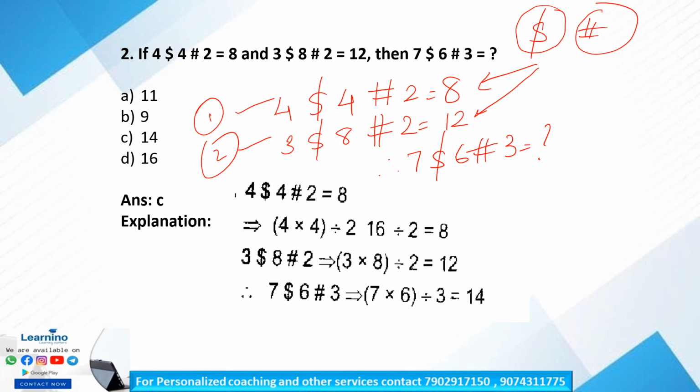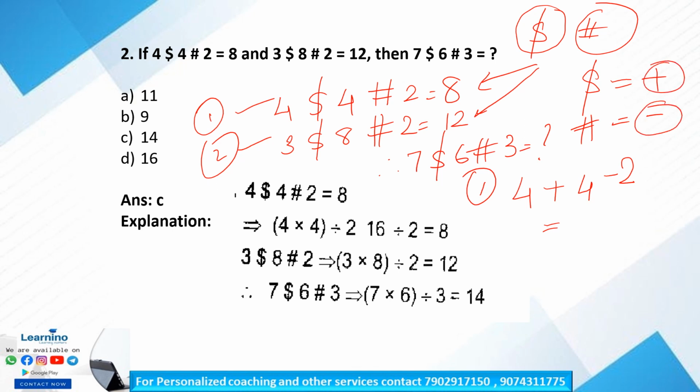Is it clear? So, let us first consider dollar is equal to plus and hash is equal to minus. If dollar is plus and hash is minus, equation number 1 becomes 4 plus 4 minus 2. So 8 minus 2 is equal to 6. That is not equal to 8. So that does not follow.